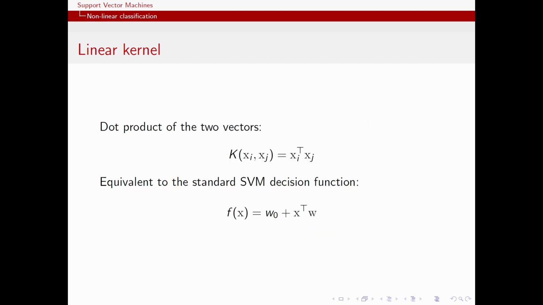There are multiple types of kernels. We will be looking at the linear kernel, polynomial kernel, and radial basis function kernel. First, the linear kernel is simply a dot product of the two vectors. It is the simplest of the kernels that we will be looking at today, and it is equivalent to the standard SVM decision function. It has some advantages and disadvantages that we will go over in the end.